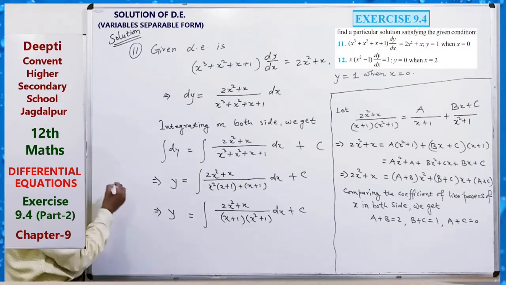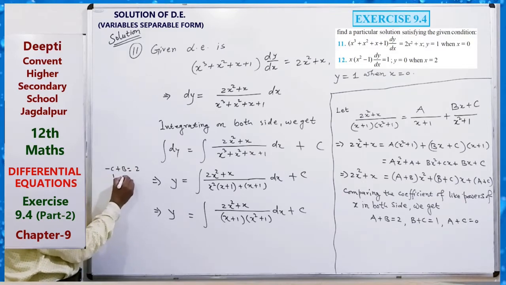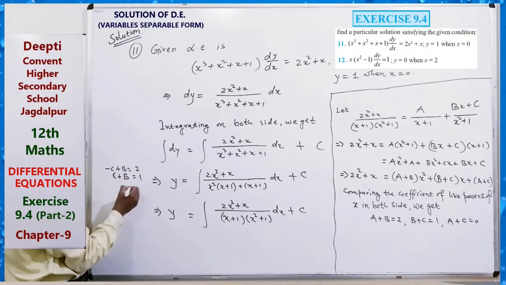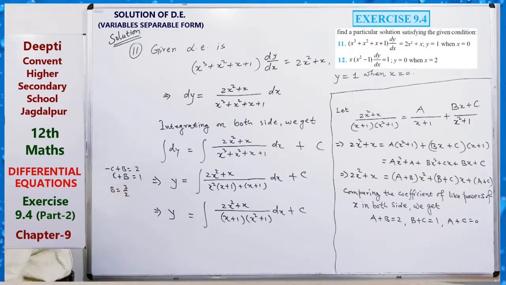So here in the first equation, minus c plus b equals 2, and in the second, b plus c equals 2. b plus c equals 1. So adding, c cancels out, 2b equals 3. So b equals 3 by 2.